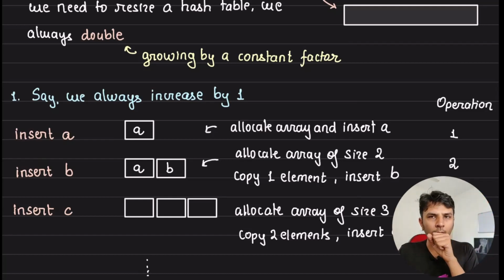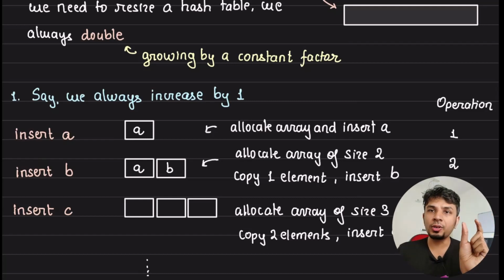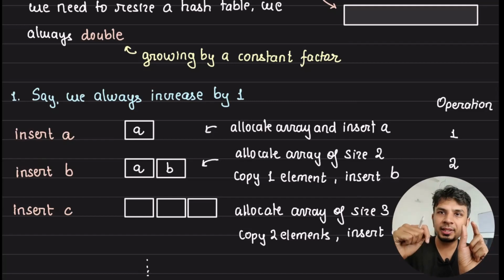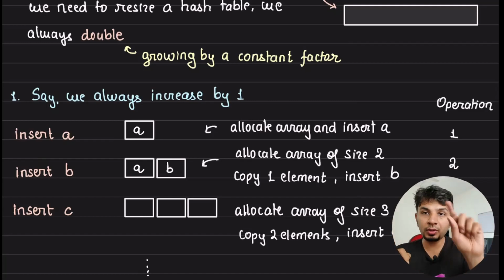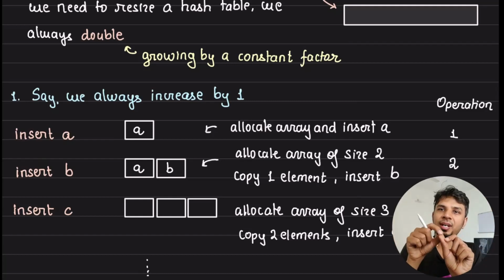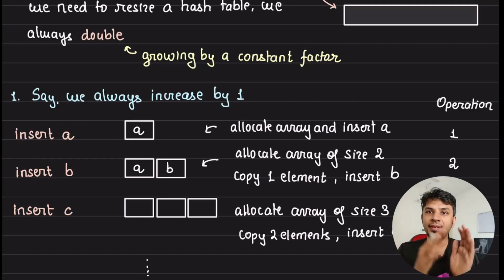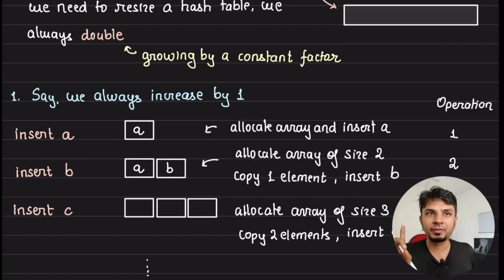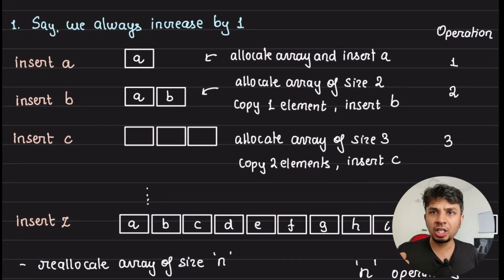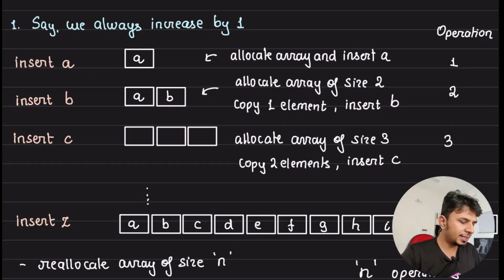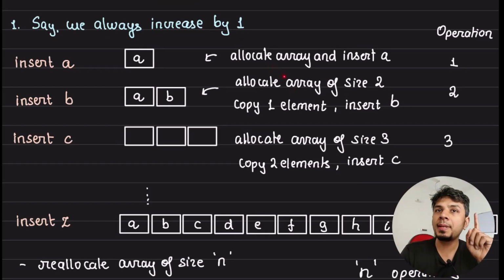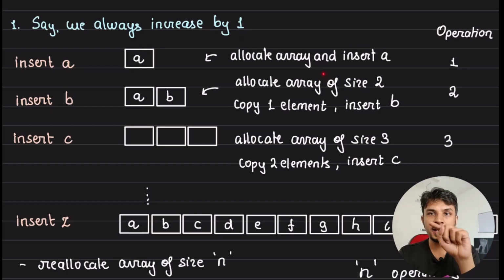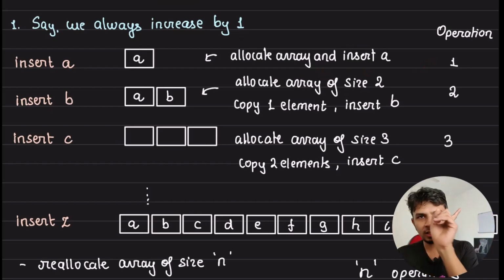So what we would do is we would allocate a hash table of slot 1, and whenever we add something to it, we would reallocate the array and then insert a new element into that, right? So every time we are just utilizing the entire space of our hash table. Given that, let's see what is the time complexity of this. So I started with a hash table of slot 1, right? I inserted a, and what I would be doing is allocating an array of size 1 and inserting the element. So number of operations: 1.